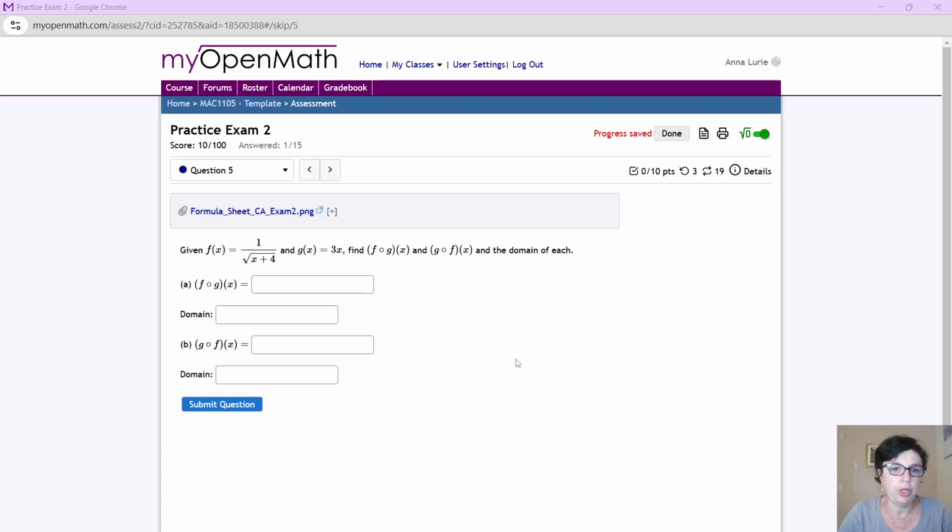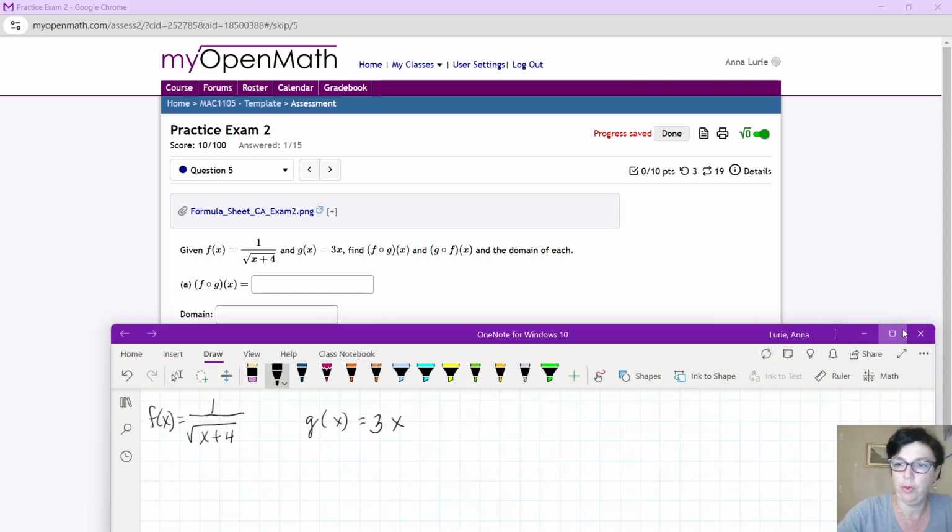Okay, guys, in this question, we are going to take a look at computing composition and determining the domain. And as you can see, we want to do it in both ways. We want to do f of g of x and also g of f of x. So let's start with that.